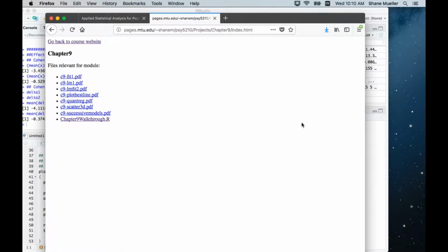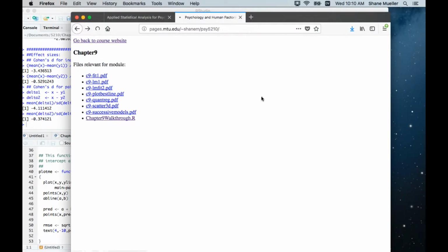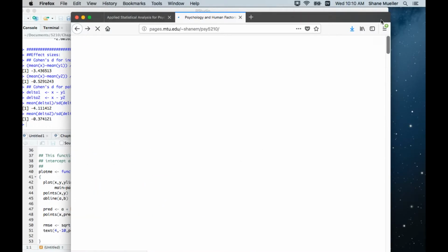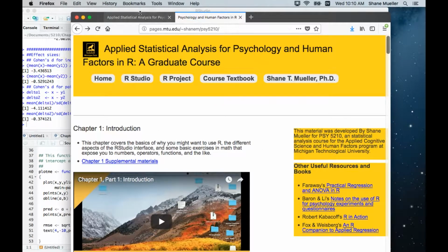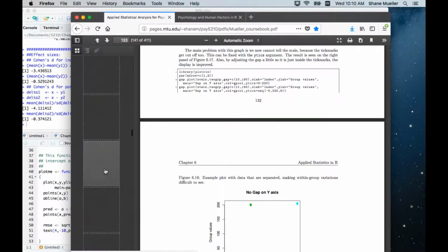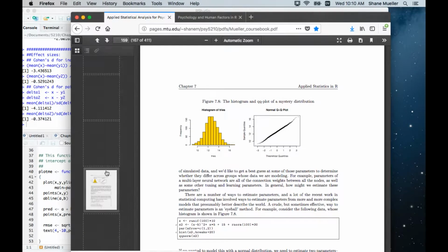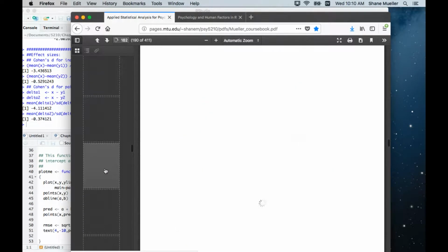I've downloaded this to somewhere that is convenient, and I've actually already loaded it into RStudio. And then also at the top of this page, you can get a link to the book that covers this. And we're in Chapter 9, which is going to be, I don't know, roughly 200 some pages in.